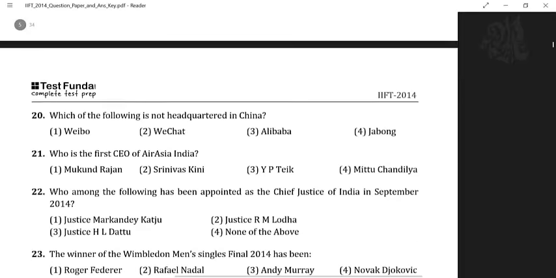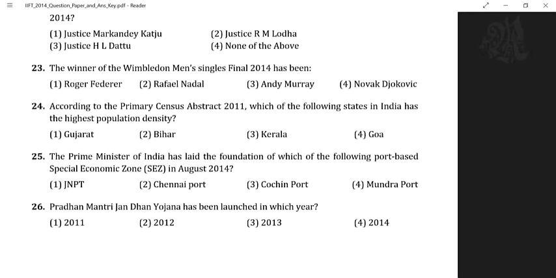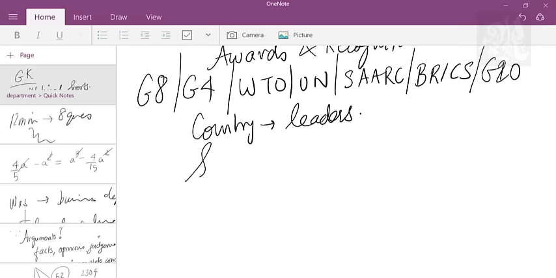So we have CEOs and that's fine. Go for sports, not cricket, all the rest. International sports: tennis, badminton. This time they may ask you about the Champions League, which is going on right now actually. They won't ask you that. Special Olympics.